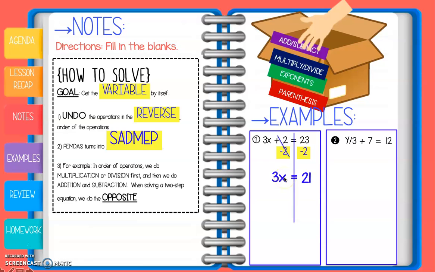3x means 3 times x. So we're going to divide to cancel out that multiply. We're going to divide by 3.